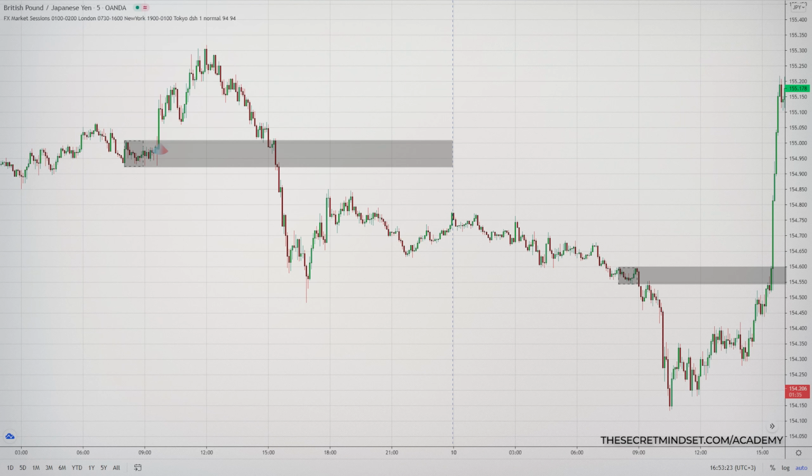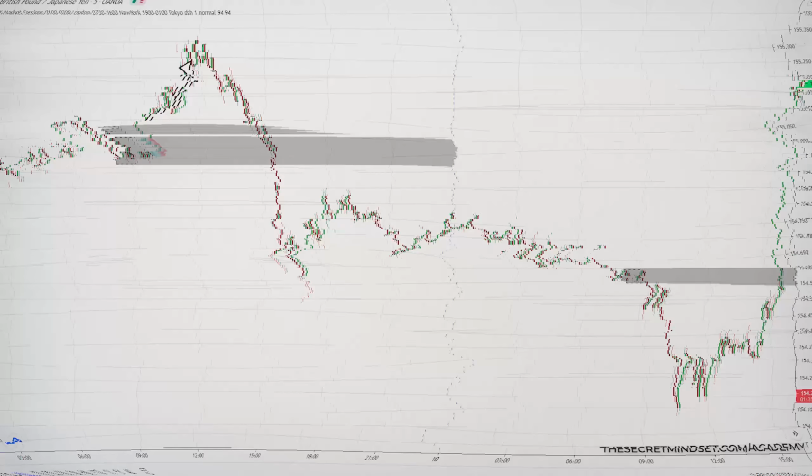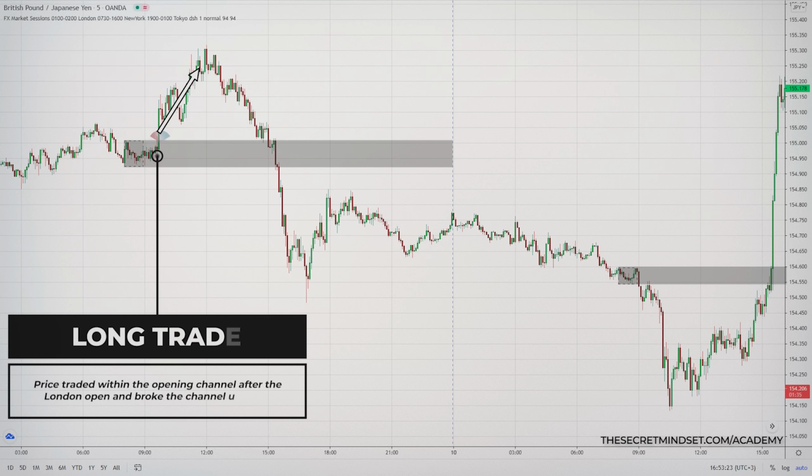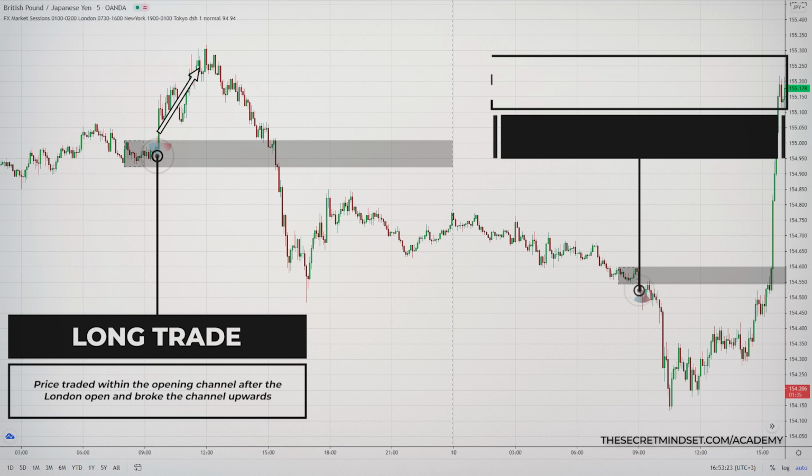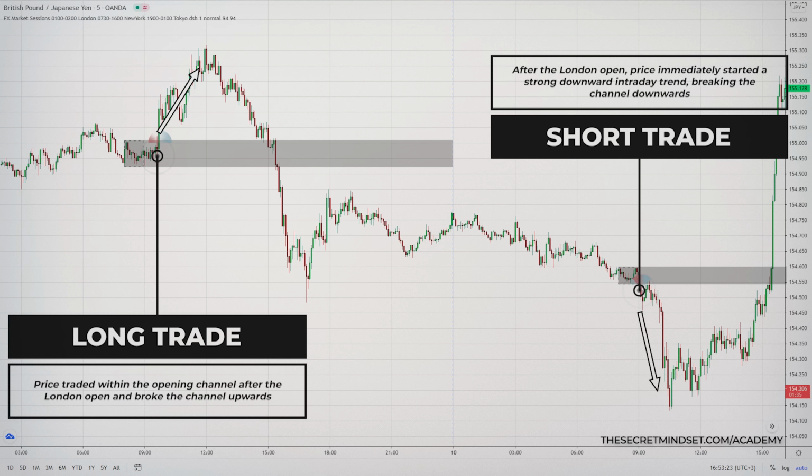We have identified the opening channel, and soon after the London Open, we had an upward breakout. After the London session opened, we can see the market traded within the opening channel, and then immediately changed direction and started upwards with a strong trend. And here's a short entry. After we drew the opening channel, the market immediately started a strong downward intraday trend. A short trade under the channel would have allowed us to capture a nice profit for the day.